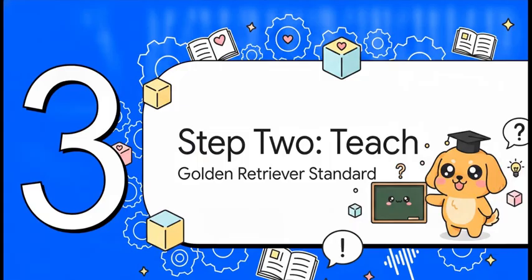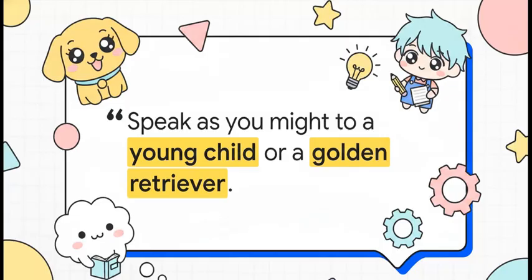Section 3. Step 2. Teach. The Golden Retriever Standard. This is where the true test of understanding begins, by forcing you to articulate what you know. Step 2 is to teach it simply. Try explaining the concept out loud or in writing as if you were talking to a complete novice. Honestly, speak as you might to a young child or even a golden retriever.